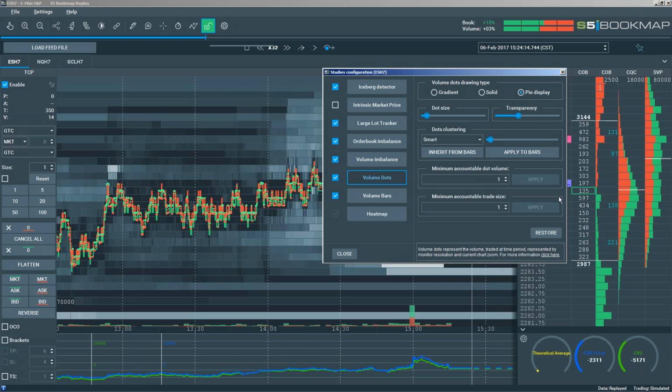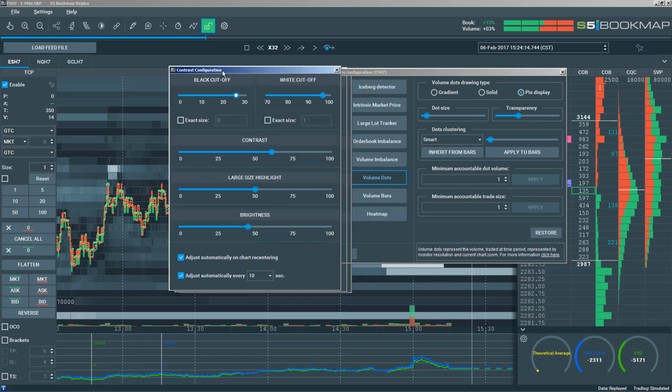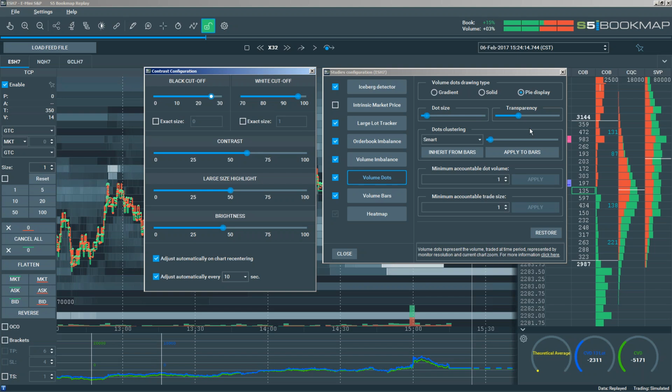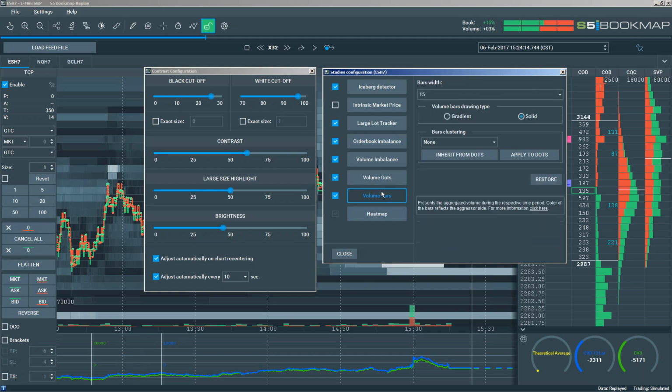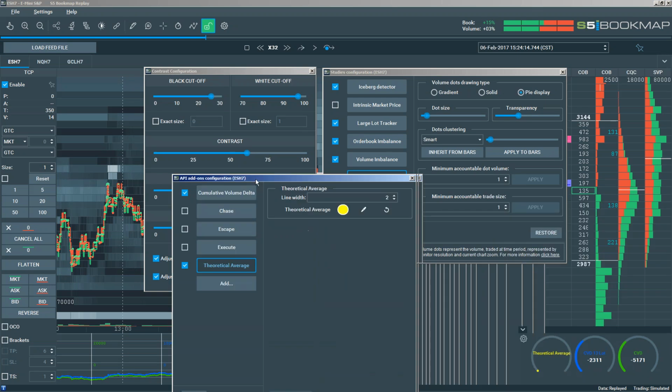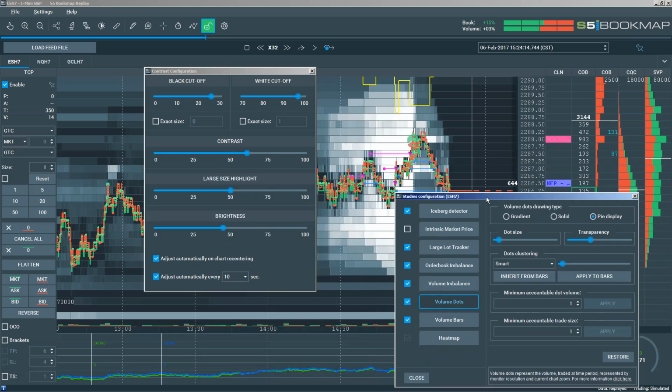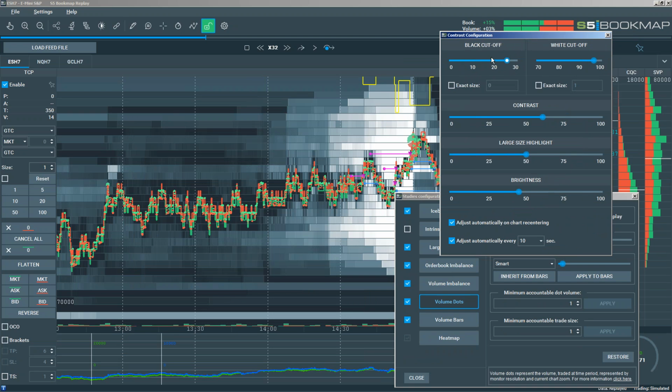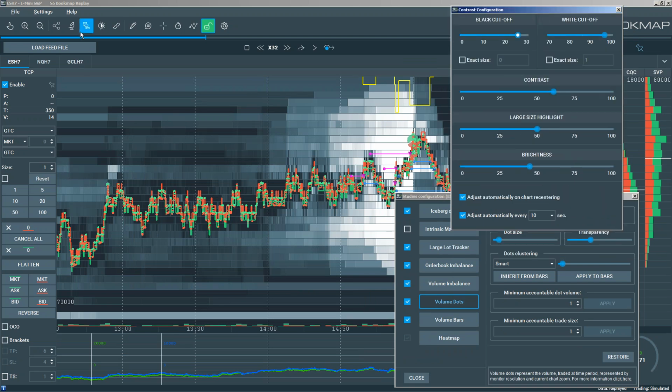My settings. People are going to want to know the settings. My settings for contrast and for the volume dots are these. I have these other products, the volume imbalance and the iceberg indicator and stuff. You may not have those, but I just want everybody to see what the settings are. And then the settings for the strategies are this.